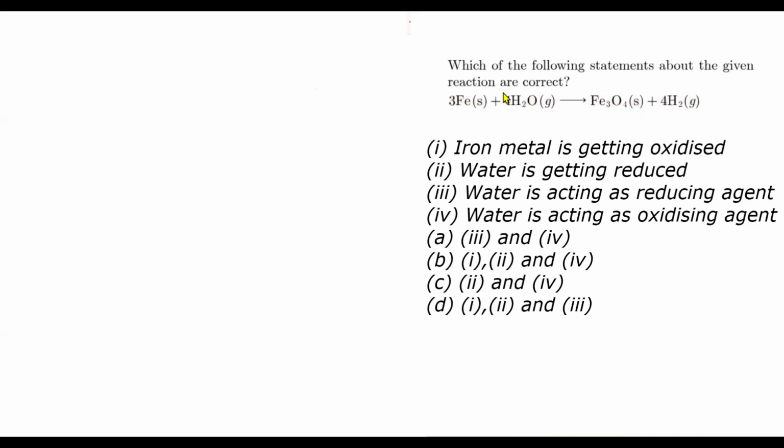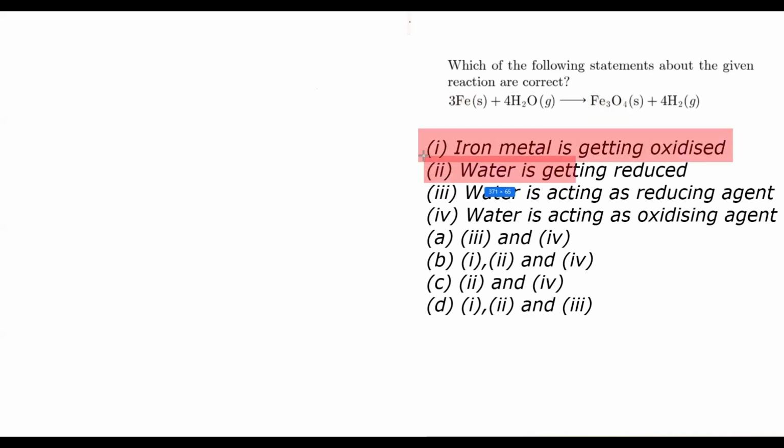Well, I think it's wrong. It's steam here, right? So that's why iron oxide and hydrogen are produced, and based on this, we have to write which is correct. It says iron metal is getting oxidized. As you can see, iron is getting oxygen, right? So it is clearly getting oxidized. So the first is correct over here.